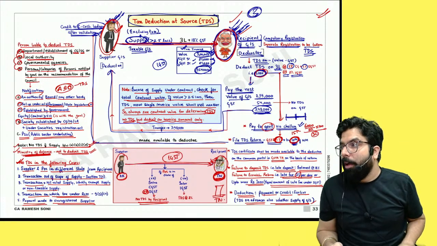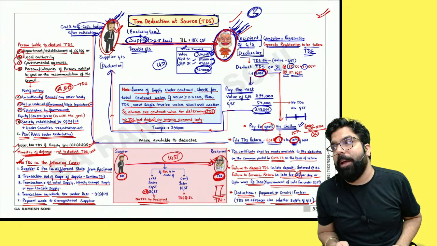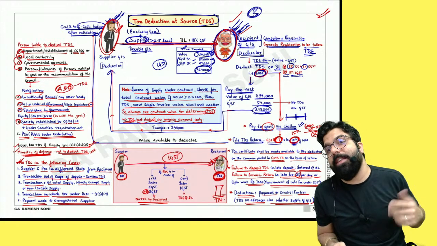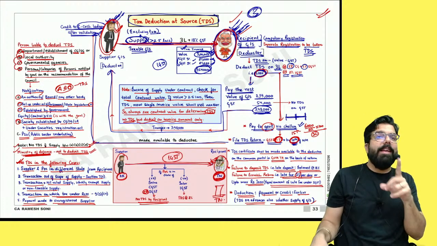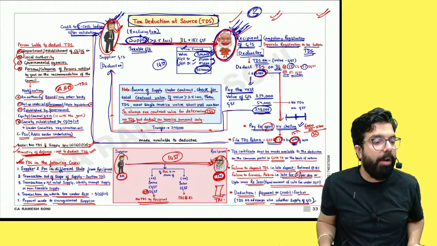Can we go ahead? If I am supplying to the government department and I have charged CGST and SGST, how much TDS will be deducted? 1% CGST, 1% SGST. Otherwise, if interstate, then 2% IGST. People, I'll close my revision on the chapter of TDS.